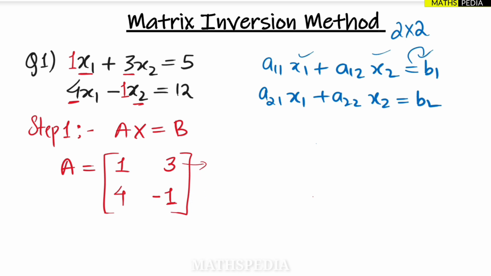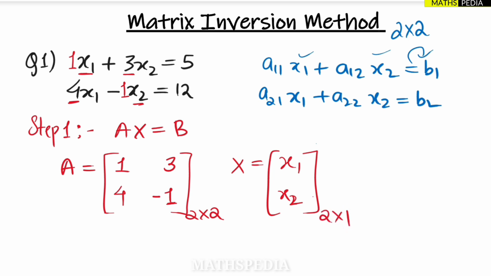This is a 2 cross 2 matrix. Now we have to form the X matrix, which is nothing but the variables. How many variables are there? Unknown variables x1 and x2. Just write x1 and x2 in this form. So it is a 2 cross 1 matrix. Then what is B? The B matrix is nothing but b1 and b2, which is the constants 5 and 12. They sit on the right hand side of the equal to sign, the right hand side of the equation, the RHS. It is also a 2 cross 1 order matrix.